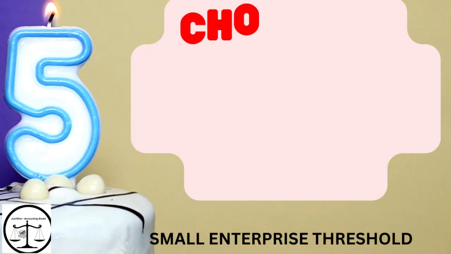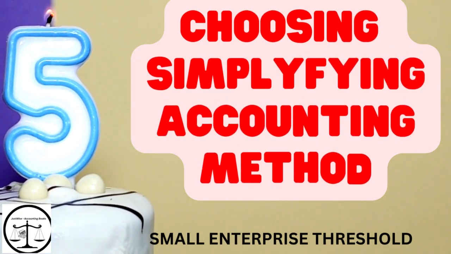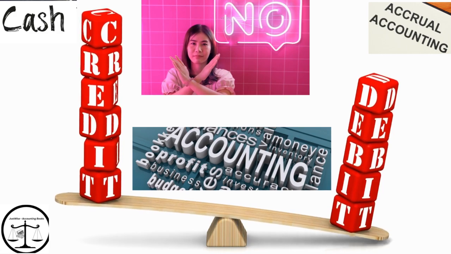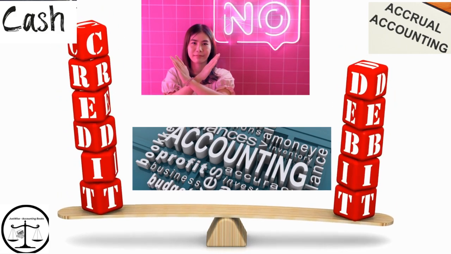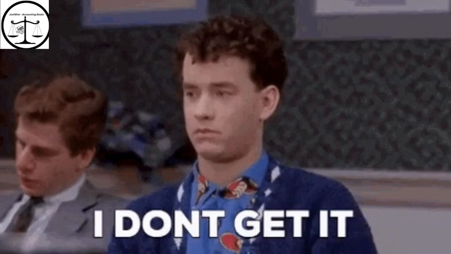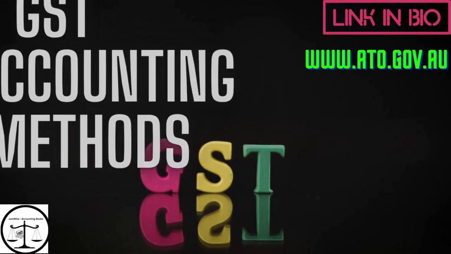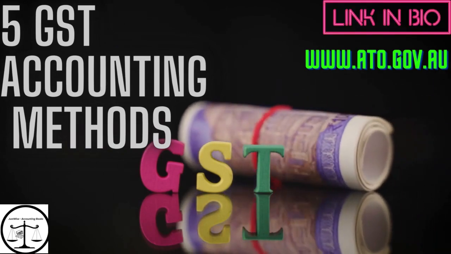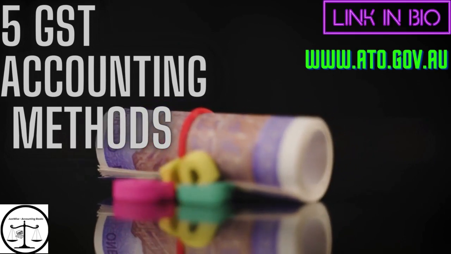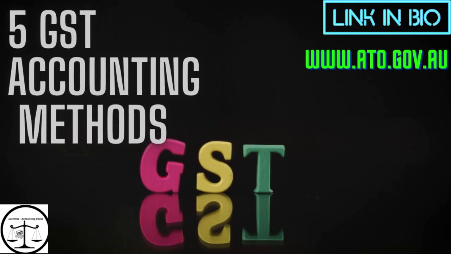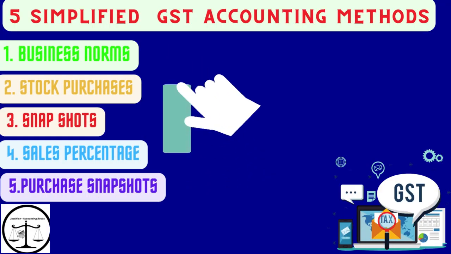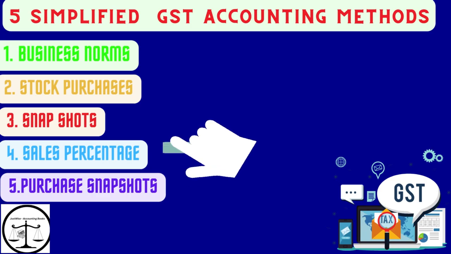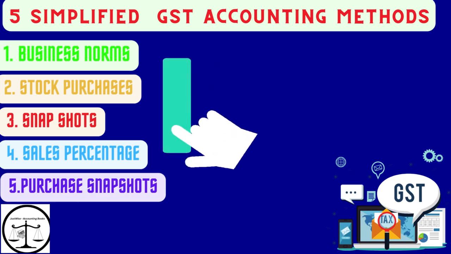5. Now we will discuss the small enterprise threshold for applying simplified accounting methods as a small enterprise for GST purposes. Just to be clear, friends, we are not talking about accounting on a cash or accrual basis in accounting. Don't get confused. In GST, there are 5 simplified accounting methods for GST purposes. Please go to the ATO's website and search for the 5 simplified accounting methods, or check our description box below. For your convenience, we have added the link that will take you there. The 5 simplified accounting methods are business norms, stock purchases, snapshots, sales percentage, and purchase snapshots.